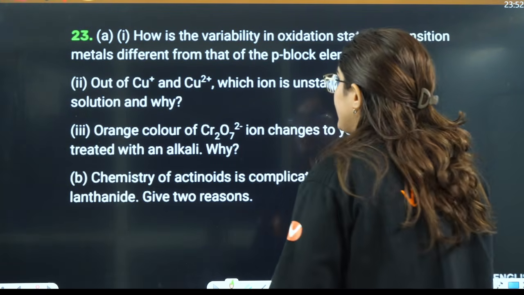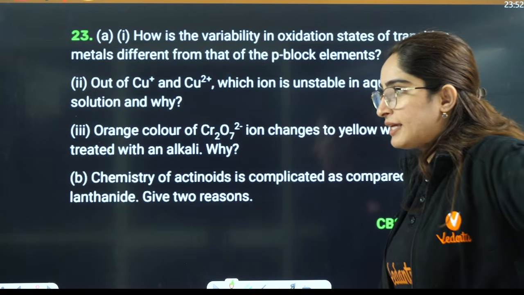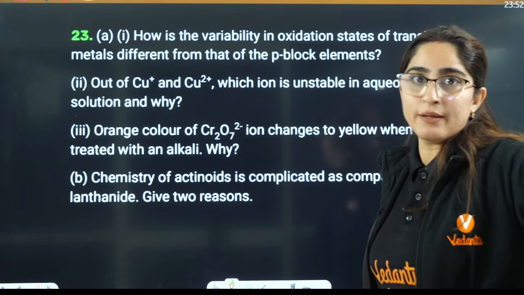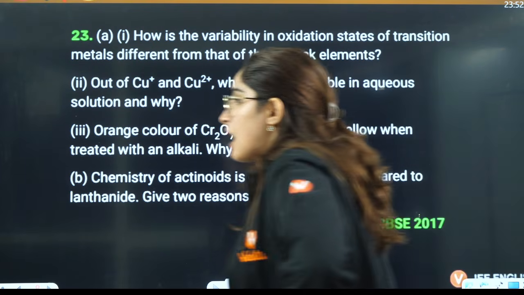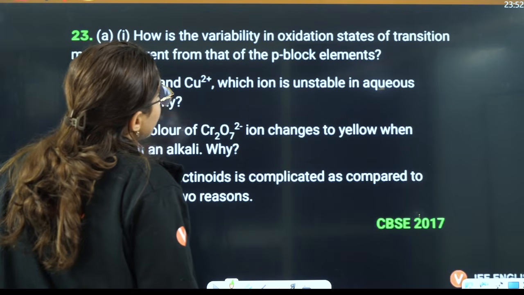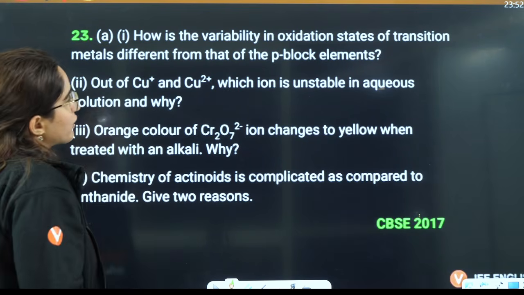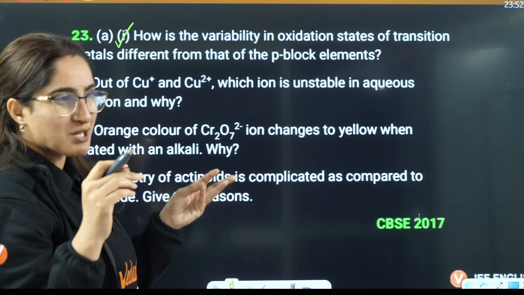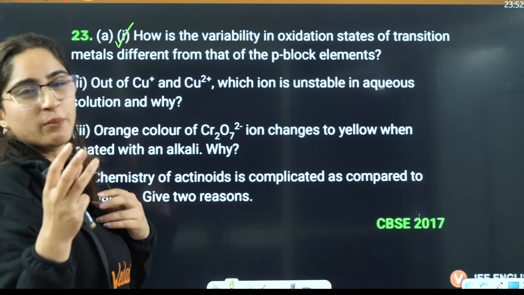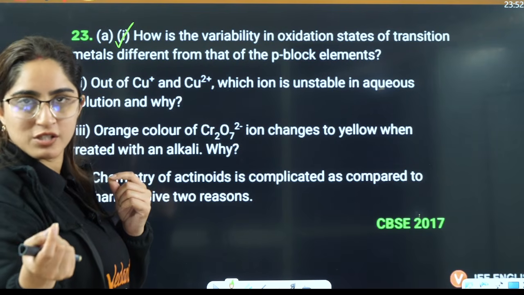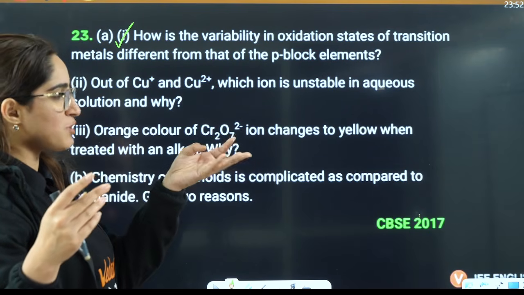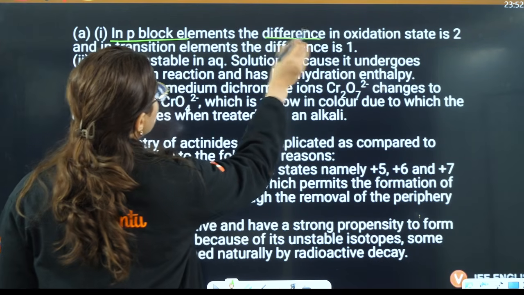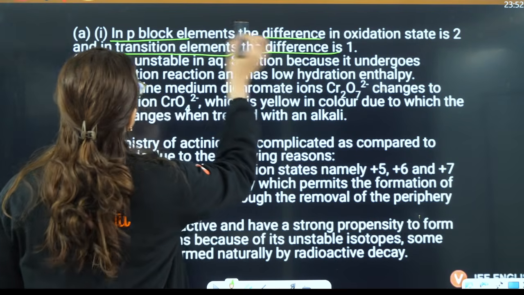Next question, everybody. How is the variability in oxidation state of transition metals different from that of p block elements? Because see, in p block the difference is more, +2, +4, like a minimum 2-point difference is there in the oxidation state. In d block there is continuous +2, +3, +4, +5, right? So you can write it in this way. In p block elements the difference in oxidation state is 2, in transition elements the difference is 1.